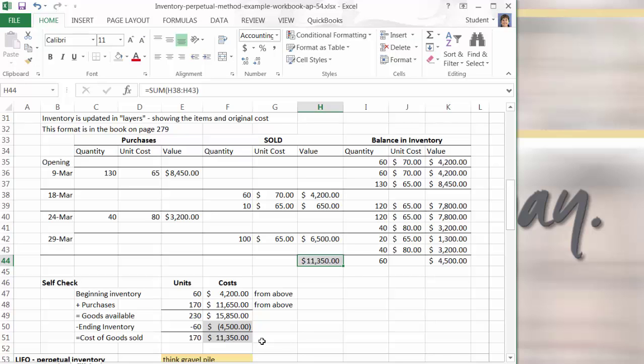In the next example, we'll go on and solve the same problem using the LIFO inventory method.